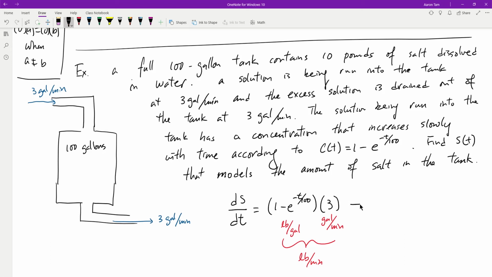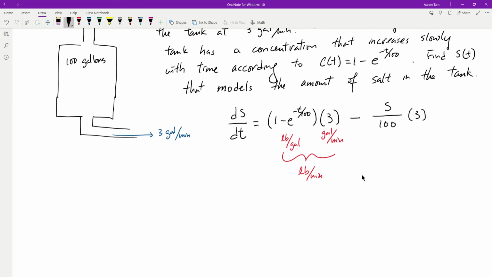Now how about the rate going out? The rate going out is exactly the same, 3 gallons per minute. I do need a concentration, and the concentration would simply be equal to S over 100, because that would be S amount of salt within 100 gallons of liquid. So that becomes our differential equation. Now it's just a matter of solving that differential equation. Let's see if we can do that.